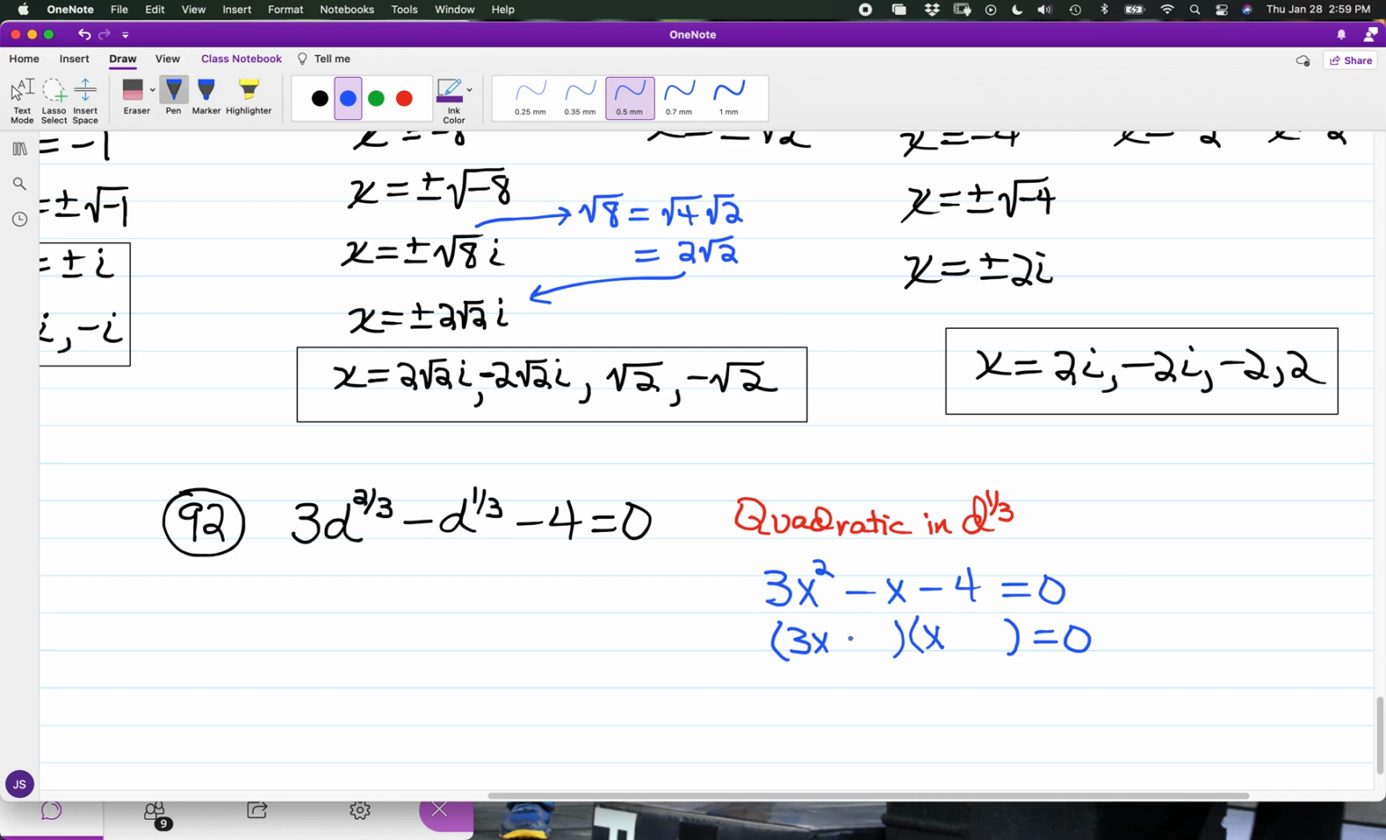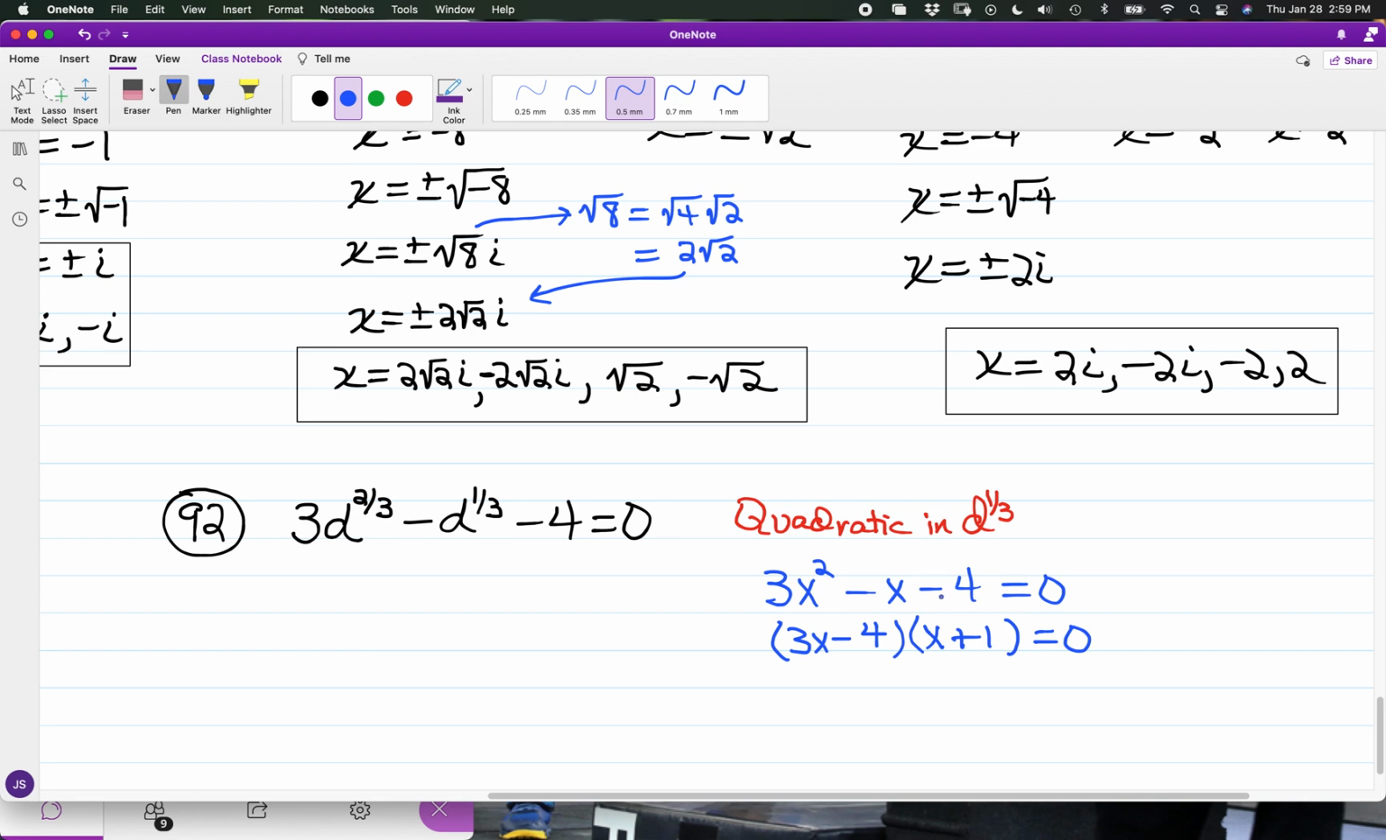And the only combination here will be plus 1 and minus, let's see, no, think about another set. That is going to be minus 4 and plus 1. So you have 3x squared plus 3x minus 4x gets us to negative x. And negative 4 times 1 is negative 4.